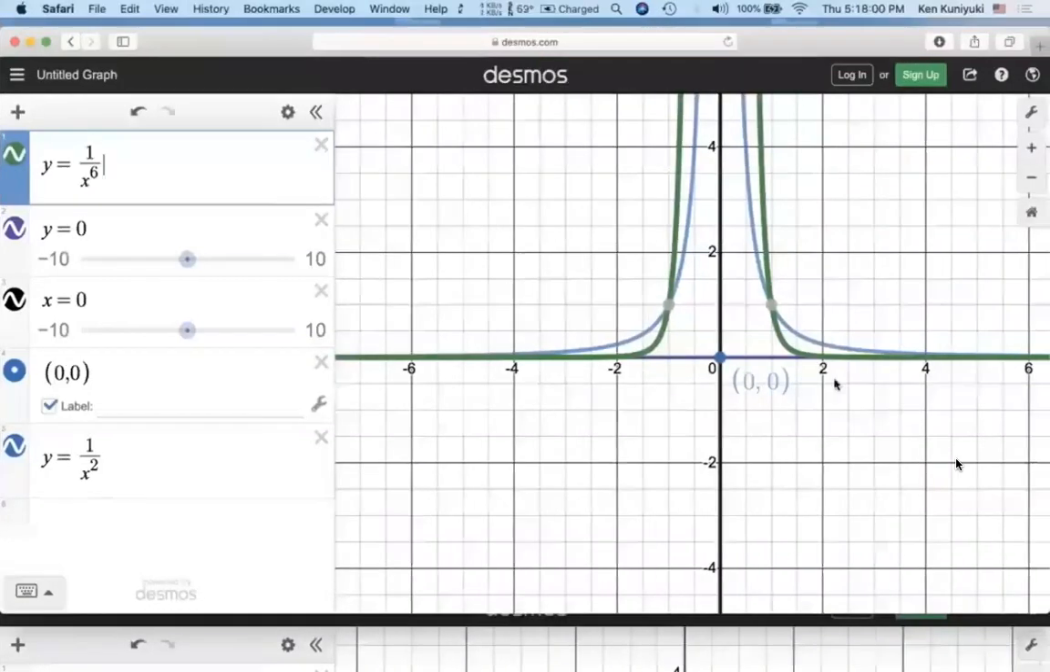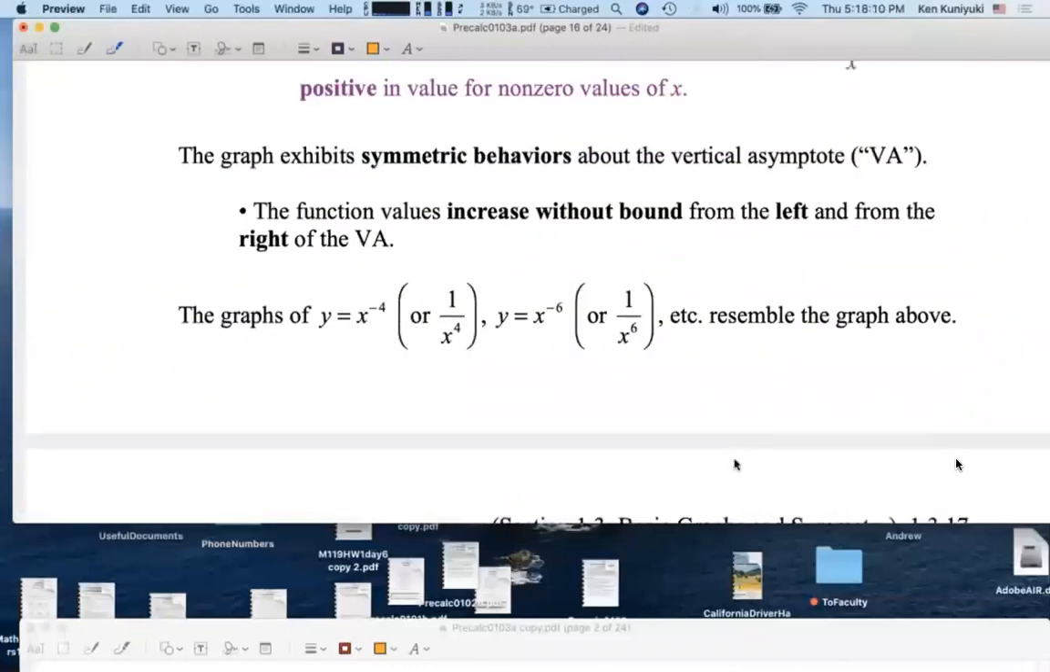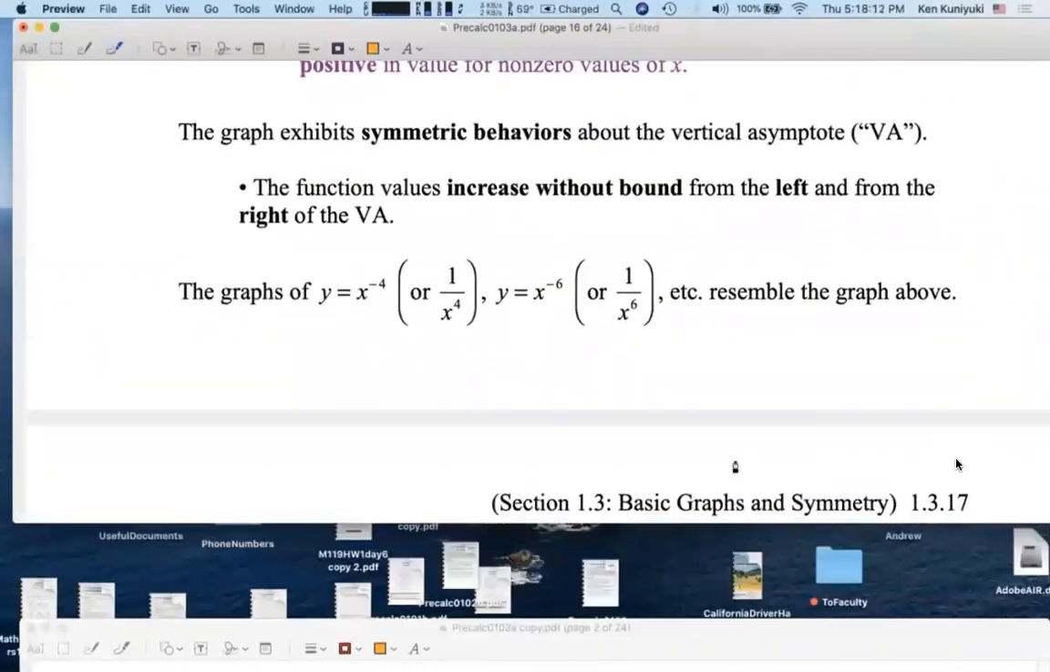Oh, and by the way, we have the same asymptotes. The x-axis is an HA. The y-axis is still a VA. Now, at this point, you should be able to graph anything of the form y equals x to an integer.